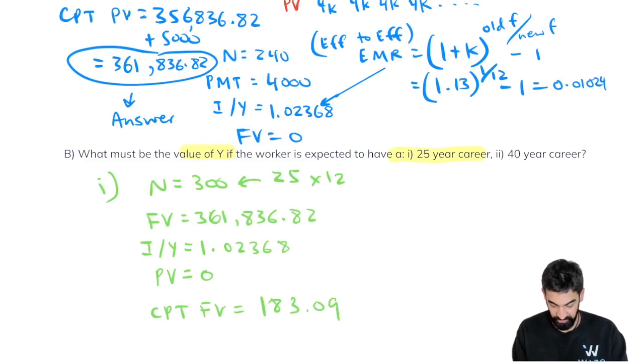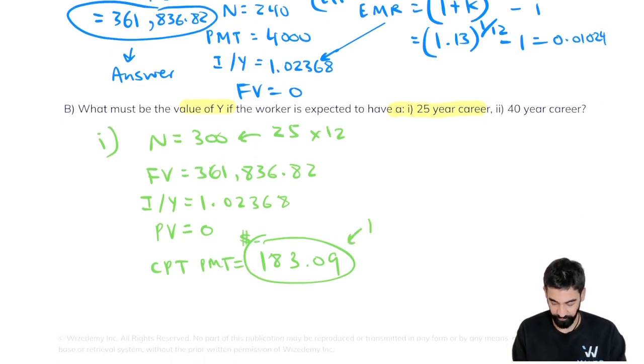So just cross this out. It's not FV, we're computing payment because we want to see how much the monthly payments are going to be. So that would be your answer, 183.09. That's for part 1.